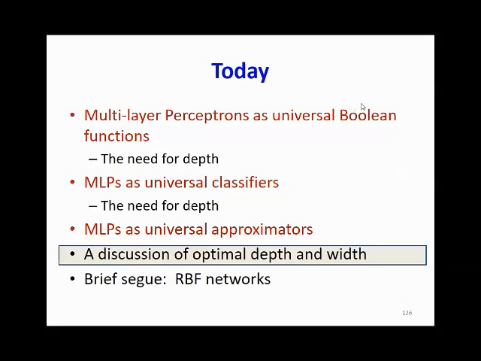And so we've touched on these topics. We've seen why MLPs are universal Boolean functions. Let's take this poll. Yeah, poll, guys. Any Boolean function can be modeled exactly by one hidden layer.